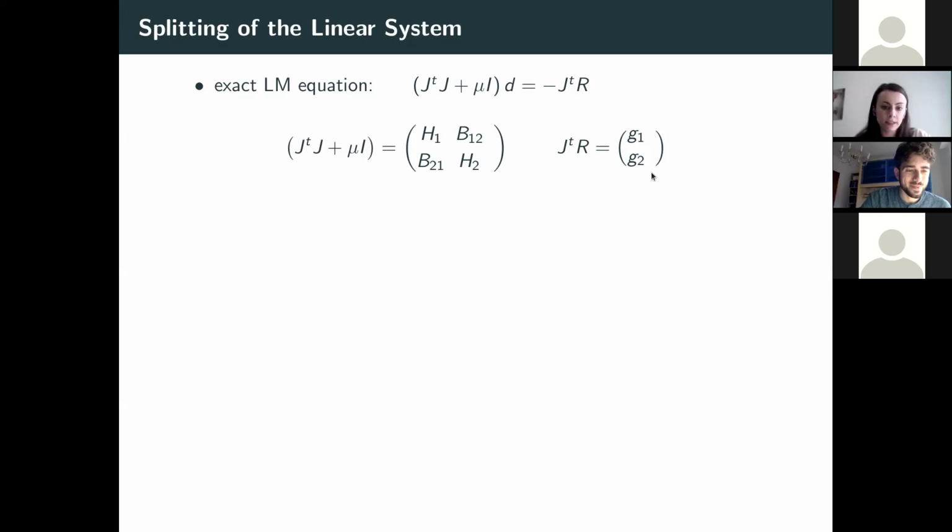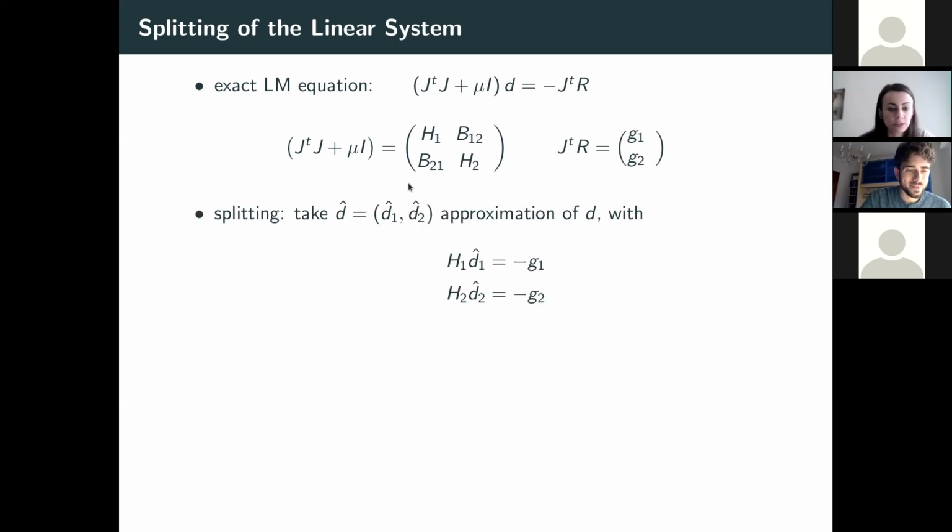Now, the most basic thing that we can do if we want to approximate this system with a separable one is to just set to 0 the anti-diagonal blocks. So that would mean that we take as our direction D the solution of these two linear systems, which, as you can see, are independent, so we can solve them separately, even in parallel, and just find this D hat.